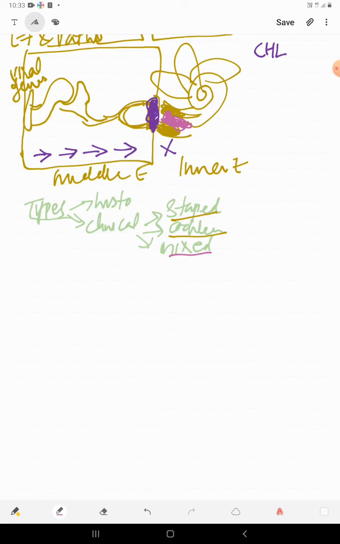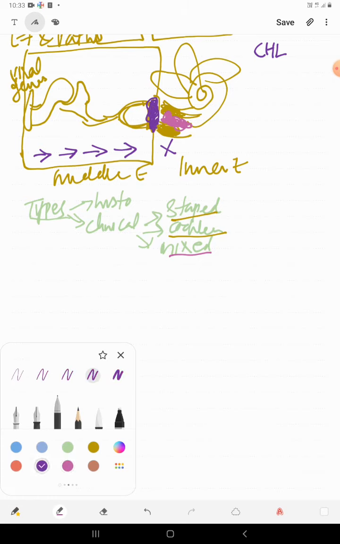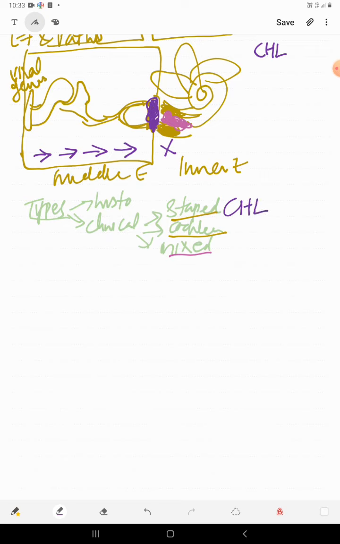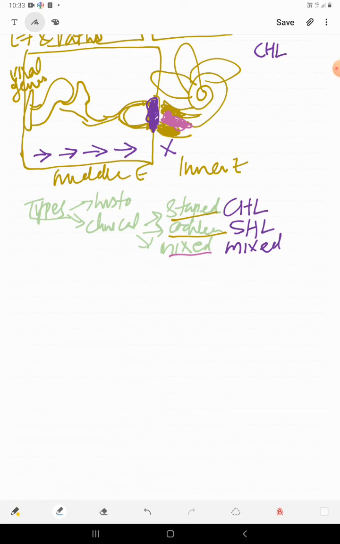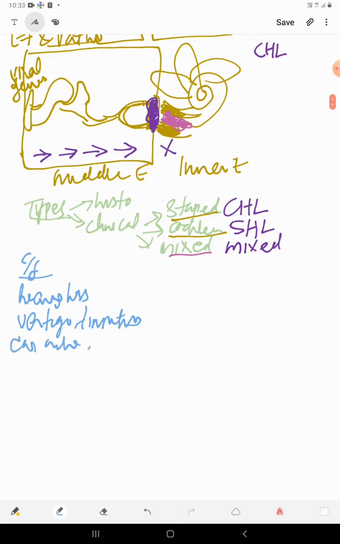So in stapedial, the hearing loss is conductive hearing loss. Here it is sensory hearing loss. Here it is mixed, means both. Mixed hearing loss. Now we will study about the clinical features. So we told hearing loss. Since the inner ear is involved, there can be vertigo, tinnitus, dizziness, like that. There can be pain, earache and headache.